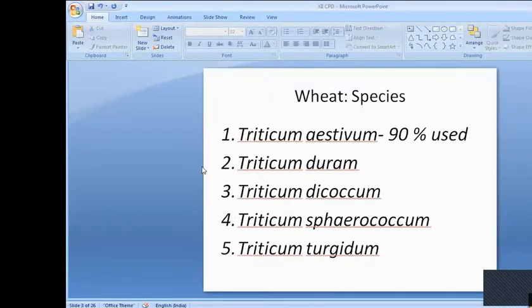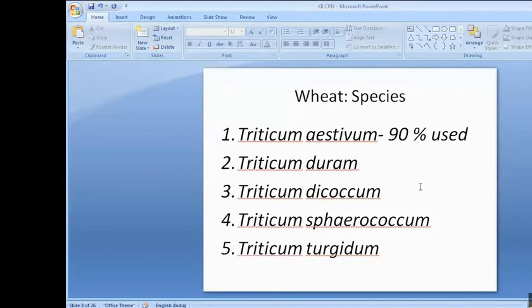What are the species of wheat? There are five species of wheat. First is Triticum aestivum. Second, Triticum durum. Third is Triticum dicoccum. Fourth is Triticum sphaerococcum, and fifth is Triticum polonicum. Now these are the different species, but in our country and in most other countries also, Triticum aestivum is grown on a large scale, and this is a soft variety or soft species.